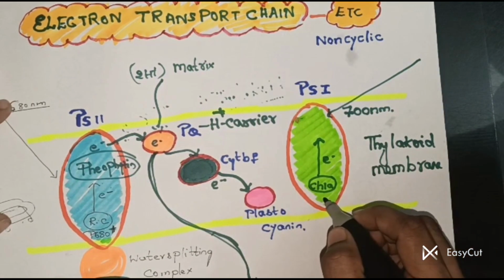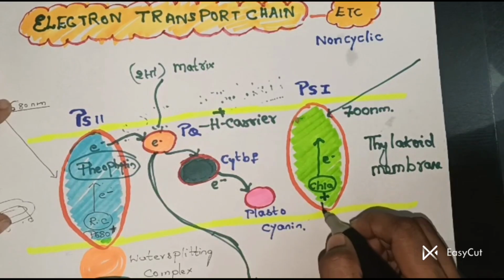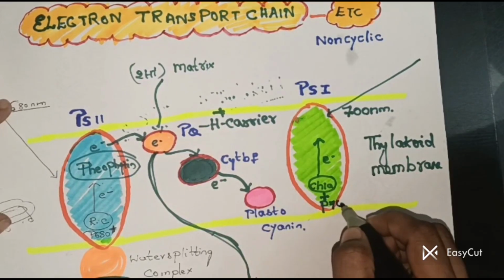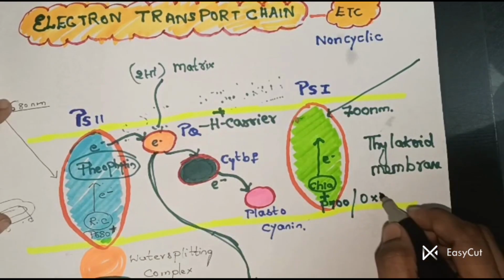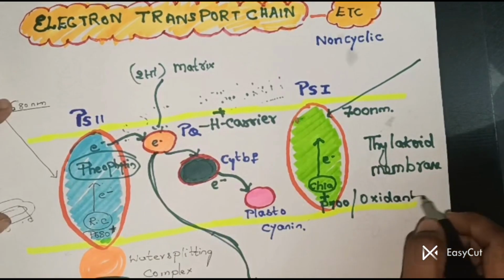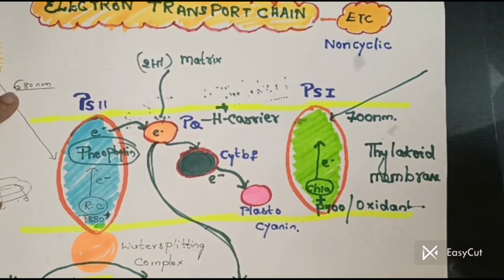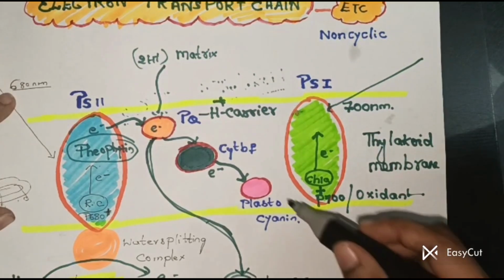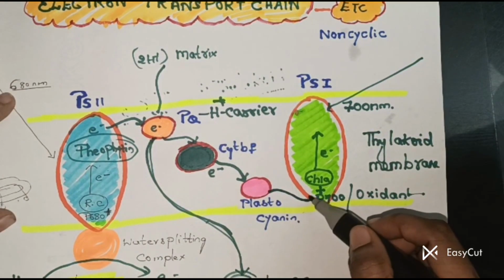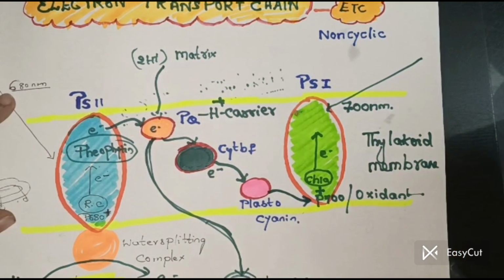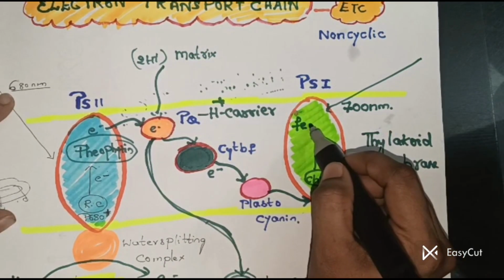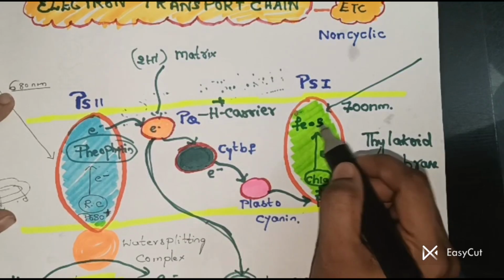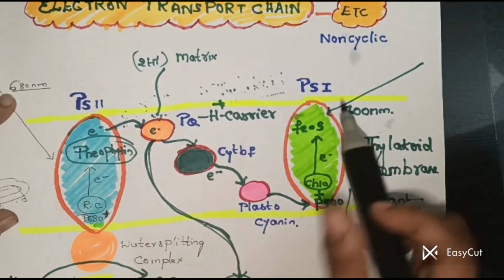Now it is going to acquire the positive charge. I am going to call this one P700 plus. Now it is going to act like a strong oxidant. As I said, the oxidant can oxidize. Now this oxidant is ready to pick the electrons from the plastocyanin after excitation, and then it is going to give the electrons to the first electron acceptor, which is not a pheophytin.